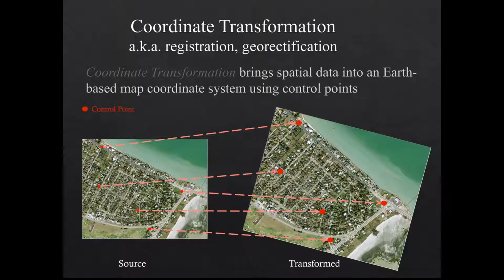Coordinate transformation is the process used to bring spatial data into an Earth-based map coordinate system using a series of control points. For instance, imagine you are in an airplane and you took a bird's eye view of Earth. You could copy that picture from the camera to the computer and attempt to place it in your GIS software.